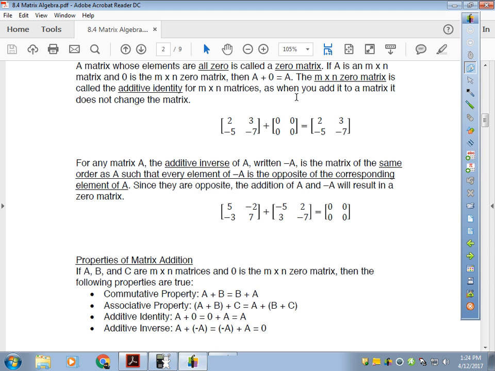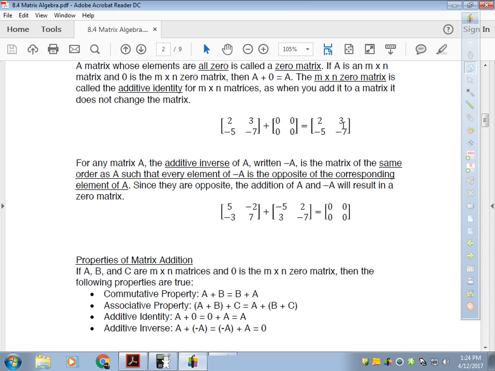Now, this 0 matrix is called the additive identity. Because basically it says that when you take this matrix and you add the 0 one to it, you do not change it. So you're getting the same thing. It's an identity. Okay.